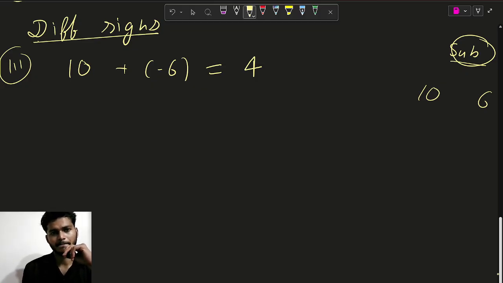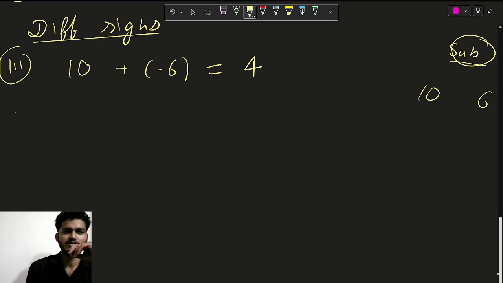Positive or negative? It depends on the absolute value of the integers, that is, the absolute value of which integer is higher. The absolute value of 10 is higher than 6. Right? The absolute value of 10 is 10 itself. The absolute value of -6 is 6. So which absolute value is higher? 10 only. So what is the sign of 10? The sign of 10 is positive. So the answer is going to be positive.